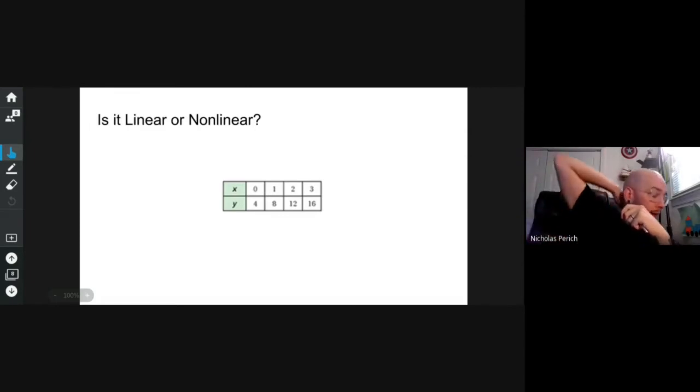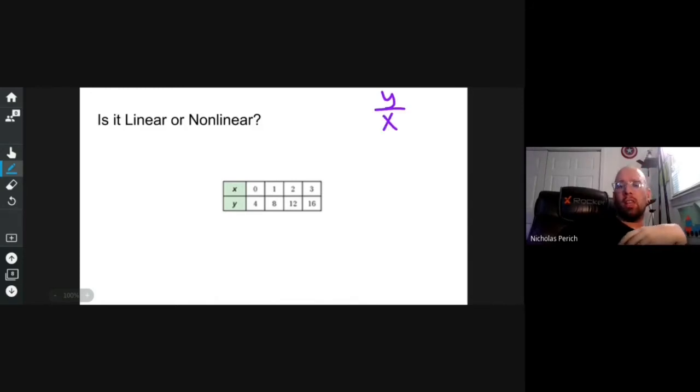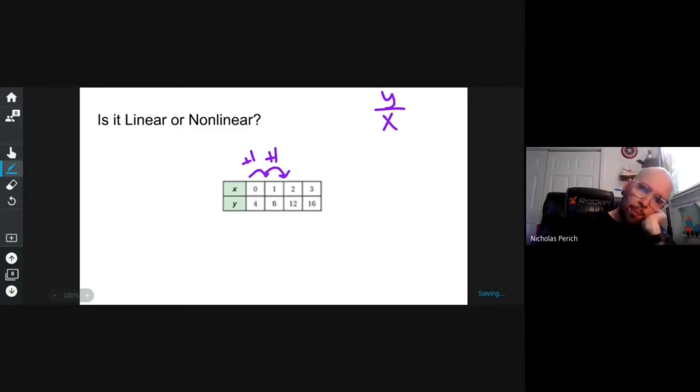So I have a chart, and my job is to make sure that the slope is the same, or the pattern is the same. The y over x is the same. So I take a look at my chart. I ask myself, all right, how do I get from 0 to 1? I add 1. How do I get from 1 to 2? I add 1. How do I get from 2 to 3? I add 1.